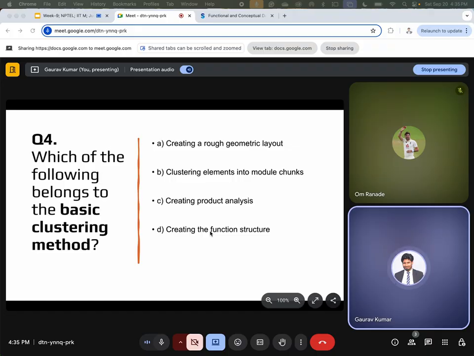Question number 4. Which of the following belongs to the basic clustering method? Is it creating a rough geometric layout, clustering elements into module chunks, creating product analysis, or creating the function structure? Can you answer?